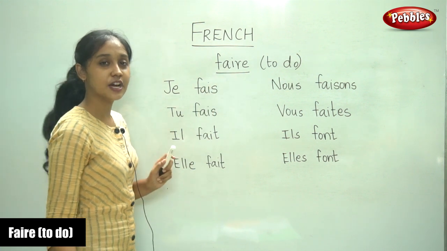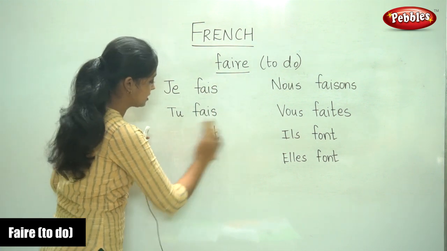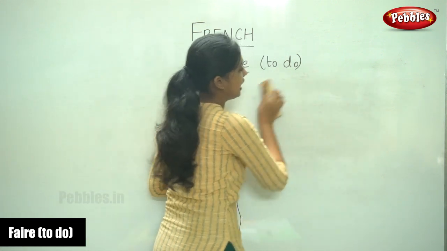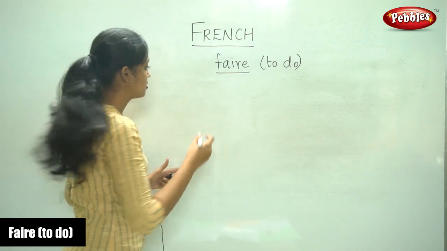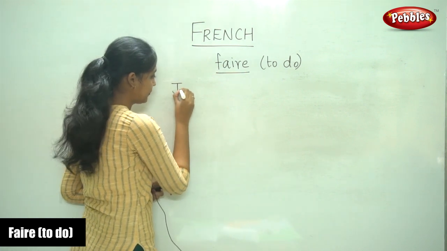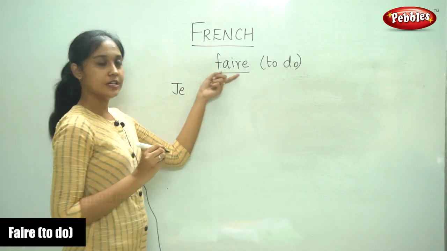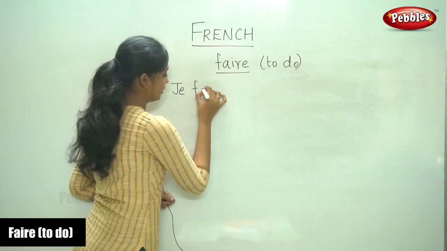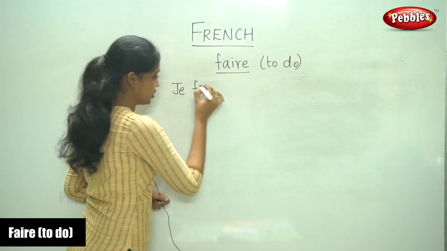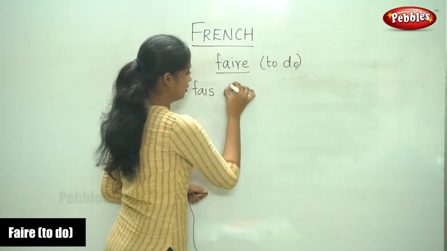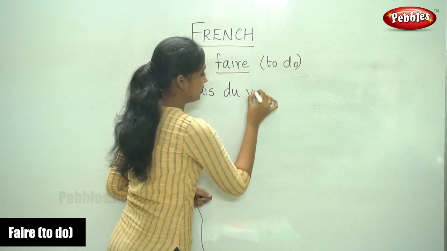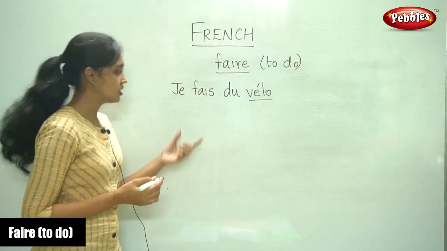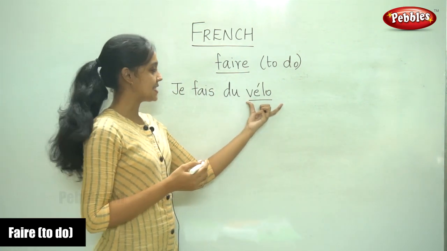Now you can try to write some simple sentences. For example, if you want to say, I do cycling. So how would you say I? To do is faire. For je, it is fais. Je fais du vélo. Vélo is cycling. So I do the cycling.